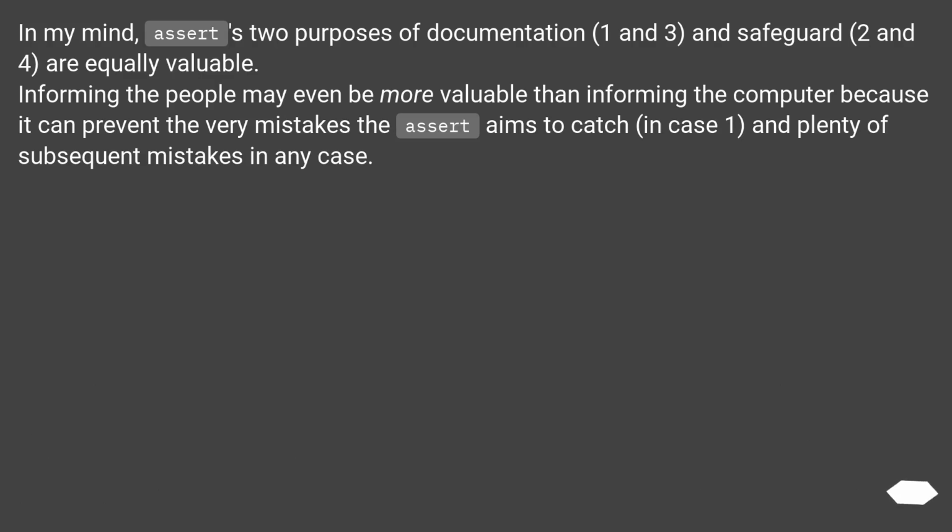In my mind, assert's two purposes of documentation, 1 and 3, and safeguard, 2 and 4, are equally valuable. Informing the people may even be more valuable than informing the computer because it can prevent the very mistakes the assert aims to catch, in case 1, and plenty of subsequent mistakes in any case.